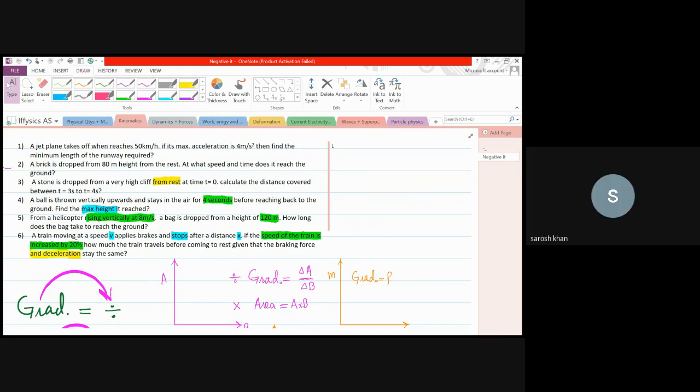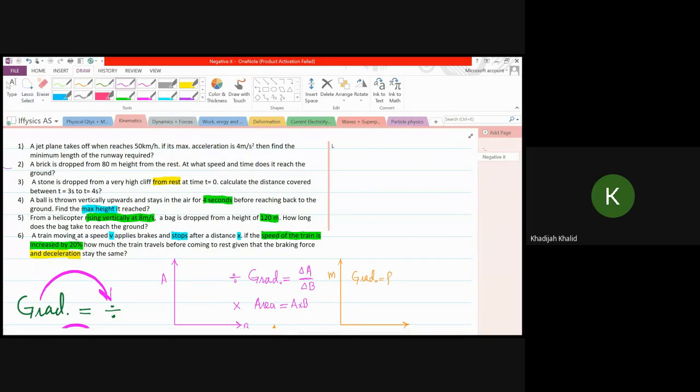I got 19.62 meters. Let's wait for the others. Ji beta. Sir, I got 19.6. Okay, correct one. Beta, will you explain? Khadija, how did you do that?